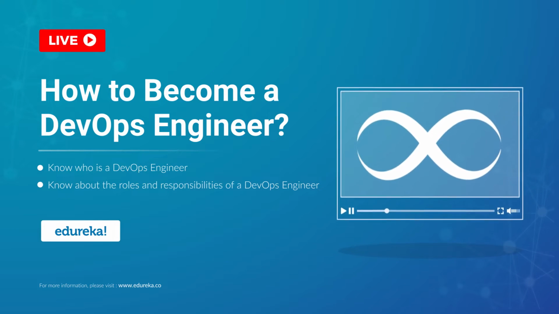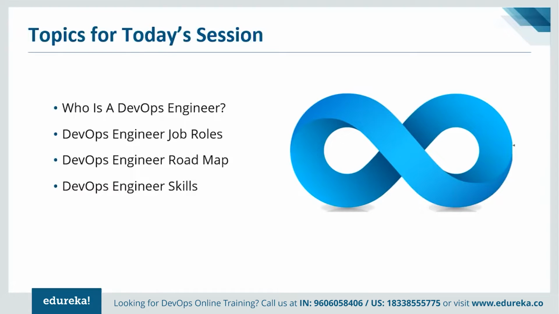So first, let's have a look at the agenda. This is what we'll be discussing today. We'll begin by understanding who is a DevOps engineer. Is he the guy who writes the code, or is he responsible for deploying the application on the server? What is exactly the role of a DevOps engineer?